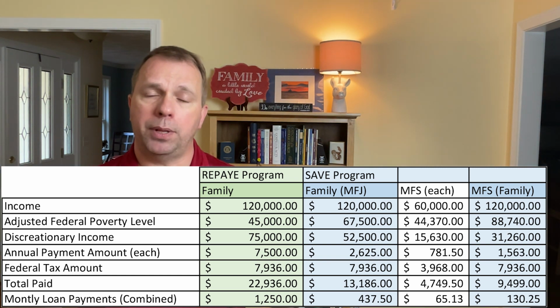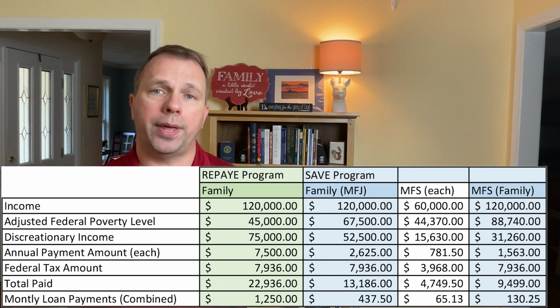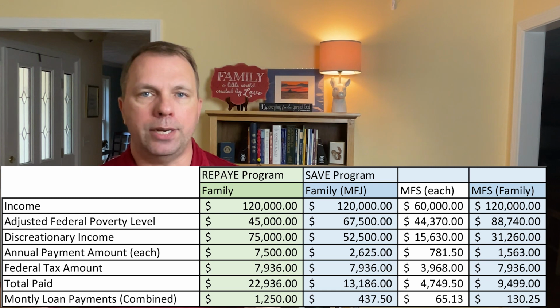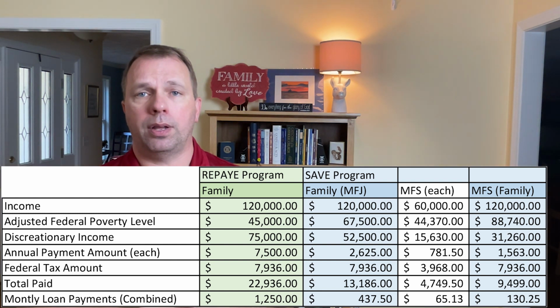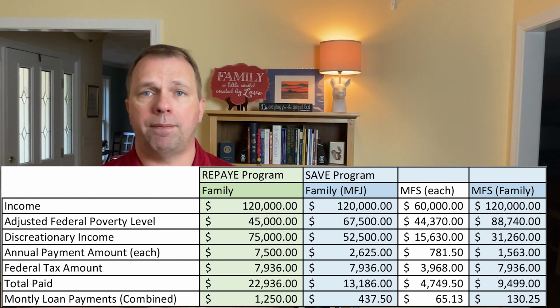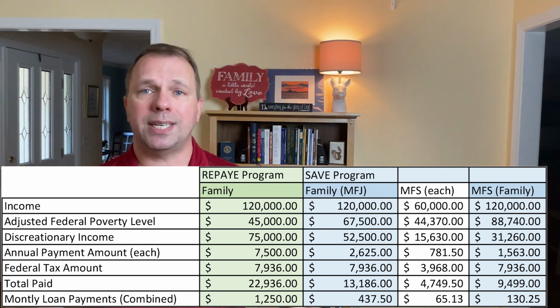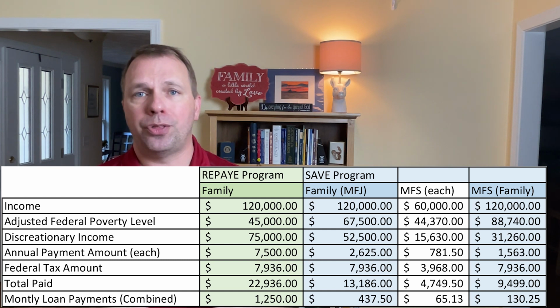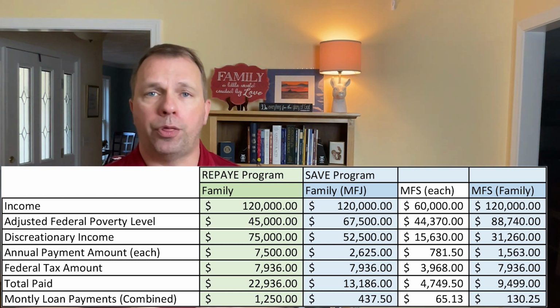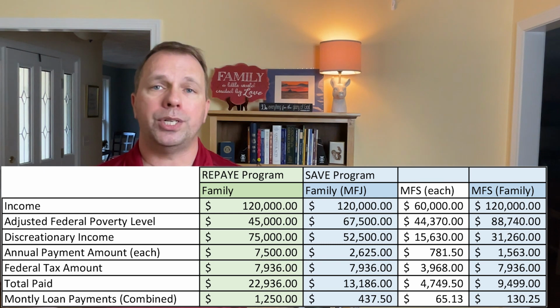When they file separately, each one of them would end up taking one child, and their federal tax obligation would stay the same as we said, but their exclusion would go down to $44,370, but it would be each, so it would be over $88,000 total. That would leave each of them with a $15,630 discretionary income. Multiply that by 5%, $781 is each of their annual payments, or $65 a month. That's $130 for the family, which is over a $300 a month savings, which is awesome.